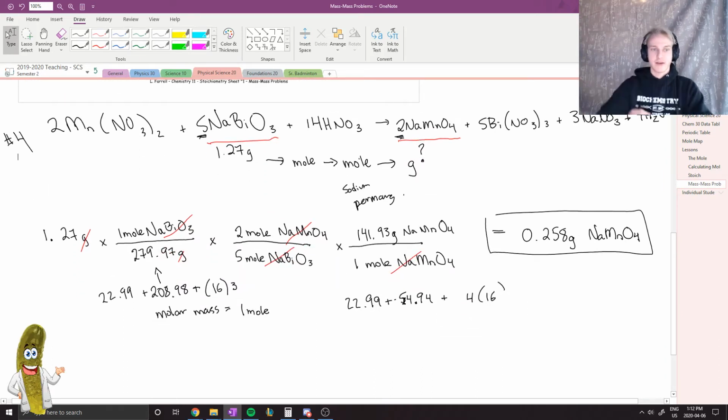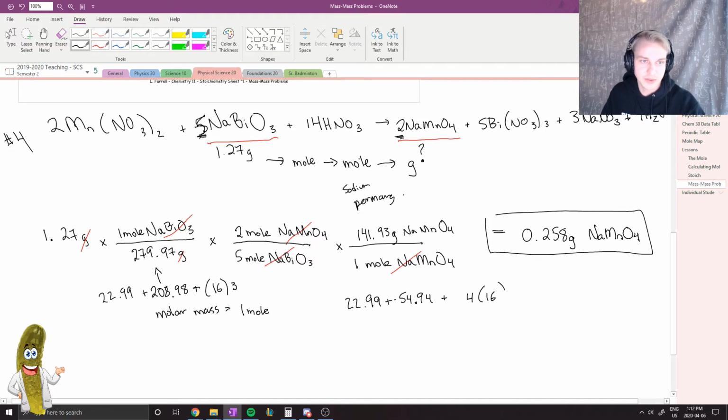Does anyone have any questions about the steps that I followed to get to that final solution? How'd you get the 2 moles NaMnO4? Great question. This came from the balanced chemical equation at the top here, the same place that this 5 came from. Sorry, that's a really poor 5.